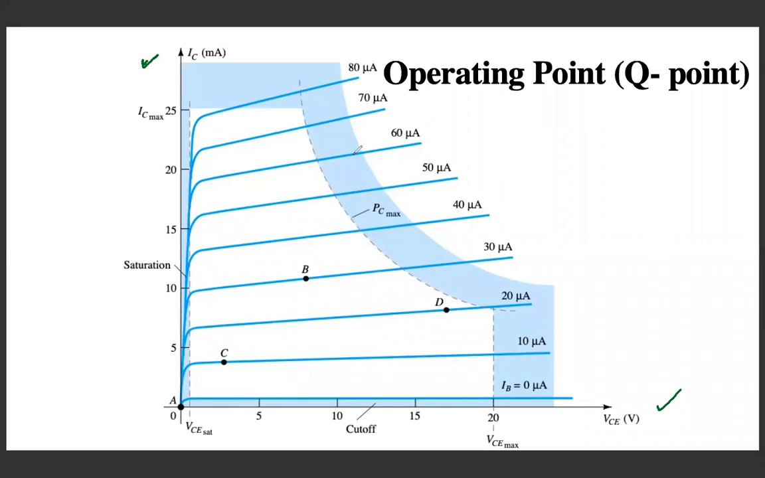So let's say on this characteristics curve we have marked 4 points A, B, C and T. We will discuss how selecting each of them as an operating point changes the behavior of the transistor. So suppose first of all we have this point A as the operating point. That means VCE is also 0 and IC is also 0. That means we have not biased the collector to emitter region.